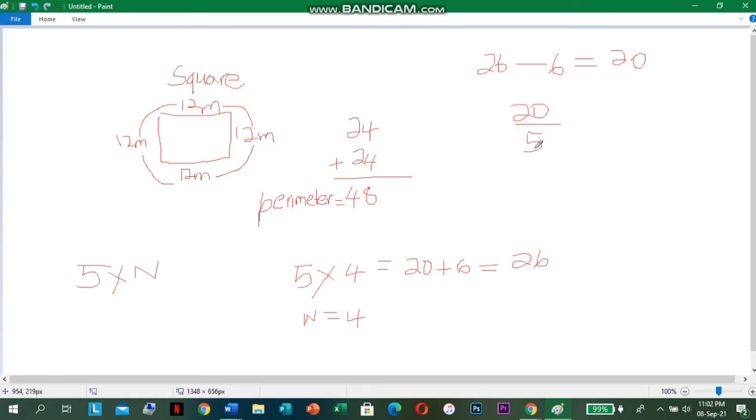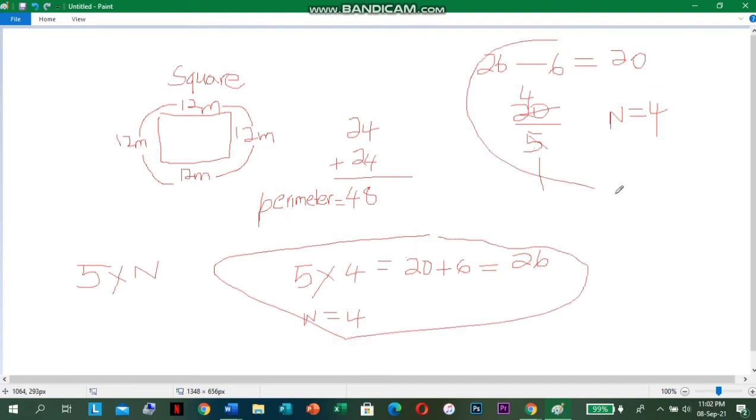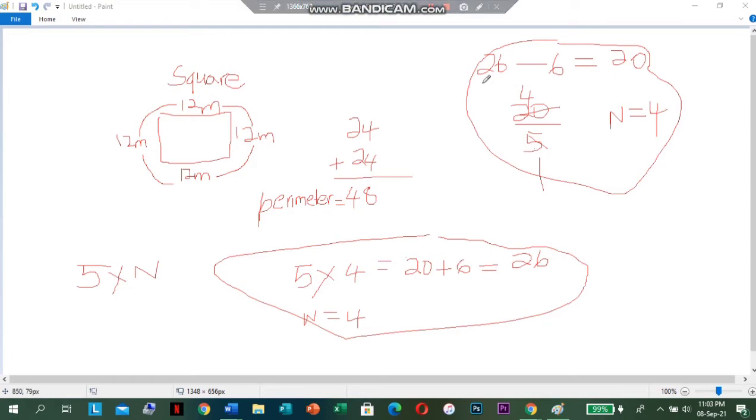So 5 into 20 goes what? 5 in itself goes 1 time. 5 into 20 goes 4 times. So you see, n is equal to 4. So we can do it both ways. We can do it this way, or we can do it this way. Beautiful. All right, good.